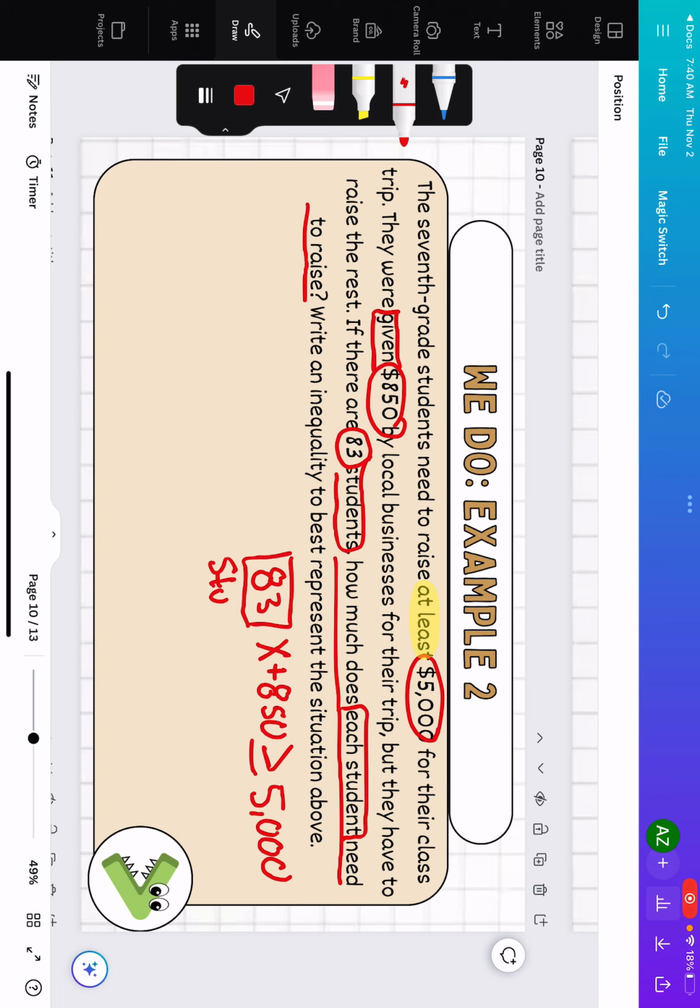So again, look for your keywords. At least, at most, minimum, maximum, more than, less than, no more than, no less than. If they have the no in front of the more or the less, you're also going to add the line at the bottom to show that it's also equal. You can get that number, or you can get a number that's bigger or smaller than that.